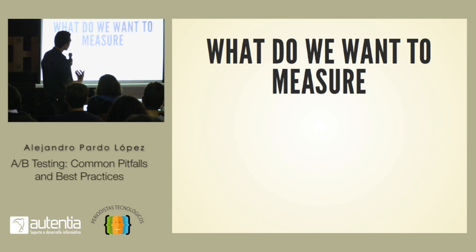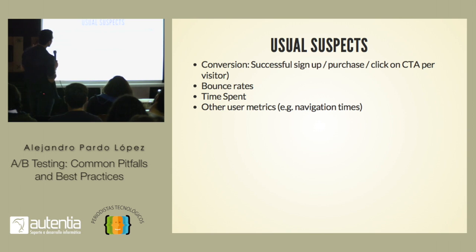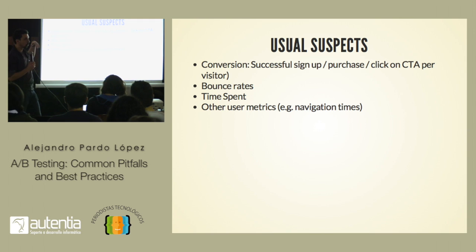So once you decide what feature you would like to test, you need to decide which metrics you want to impact. There are many things that you can measure. For example, here, conversion is the typical one. So how many items do we sell? How many rooms do we sell? How many signups do we get? You can also measure other user metrics like bounce rates, time spent on the page, or for example, navigation times.